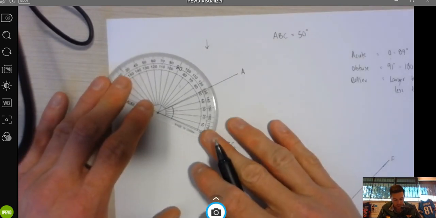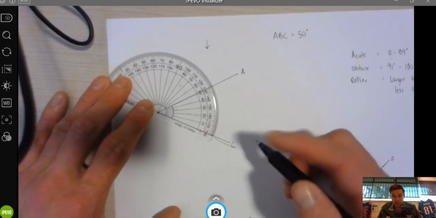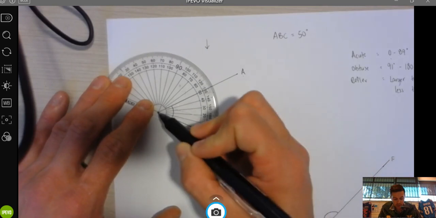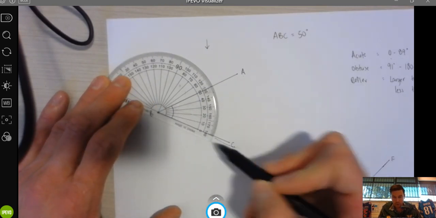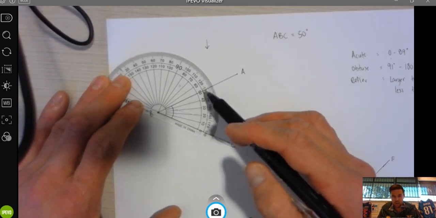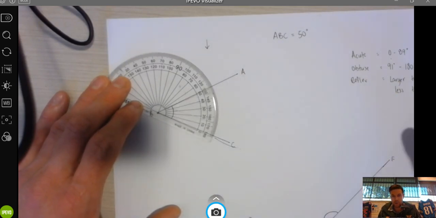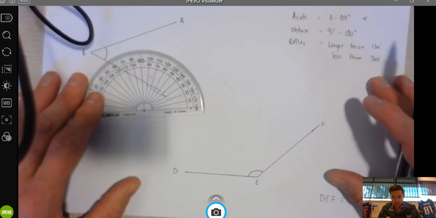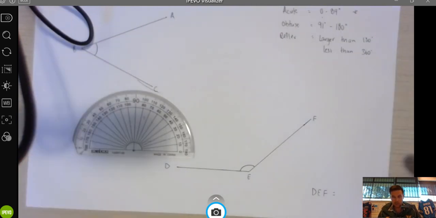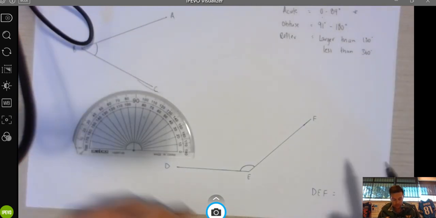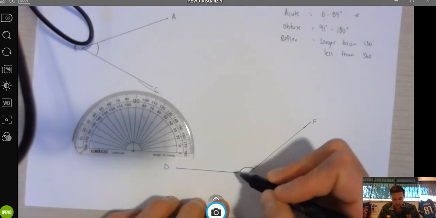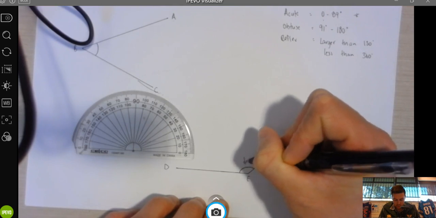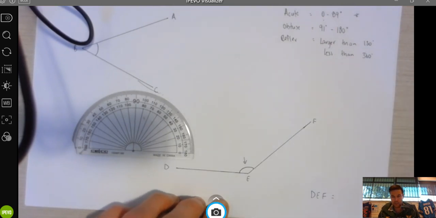And see how I've lined it up? You've got to remember, you've got to make sure you line that actual angle up. Make sure that middle point is on the corner, the bottom line is in line with that, and then you just work out what the top section equals. Cool. Okay, let's do our second one. So our second angle over here is DEF. So if we've got D here, E there, F there, we're measuring what that angle is in between those three letters, which is that section there.